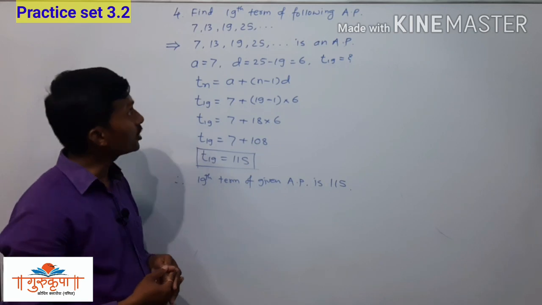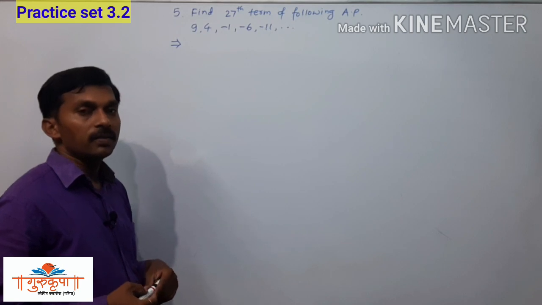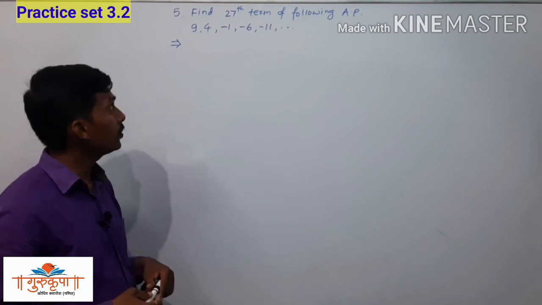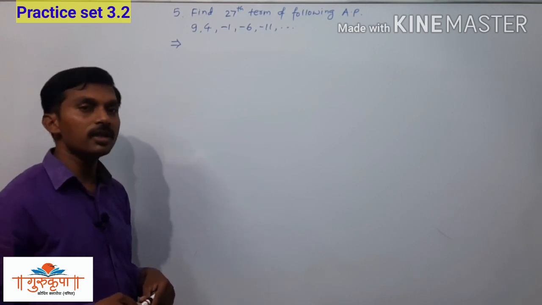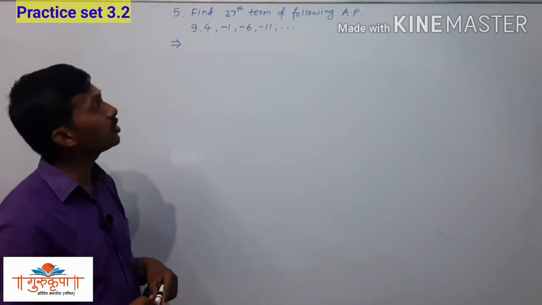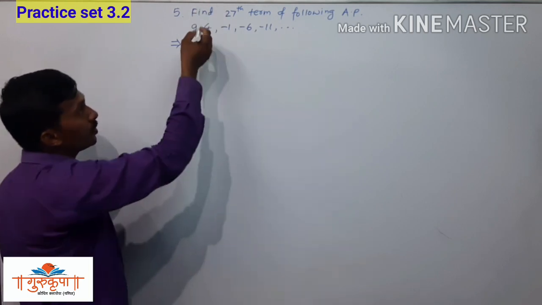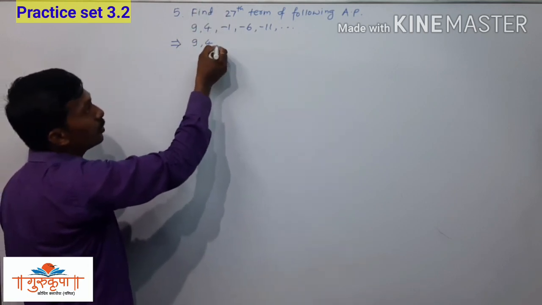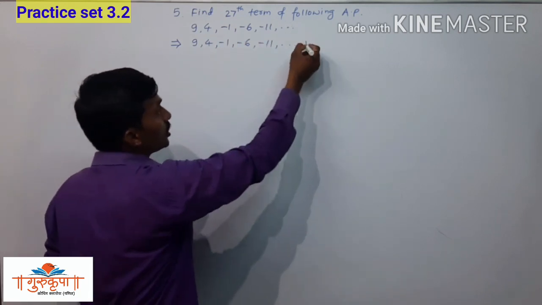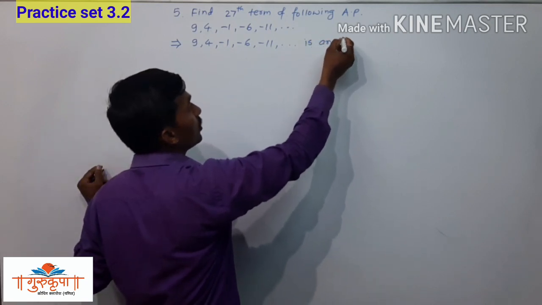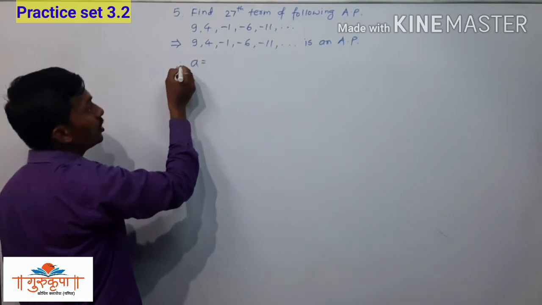Now we have to take the next example, example number 5 from practice set 3.2. The question is, find the 27th term of the following AP. Again the question is the same, just the AP and the number of the term are changed. We can easily simplify this example. First of all, we will write the given AP as it is: 9, 4, -1, -6, -11 and so on. It is an AP, that is given information, and for this AP the first term A is equal to 9.